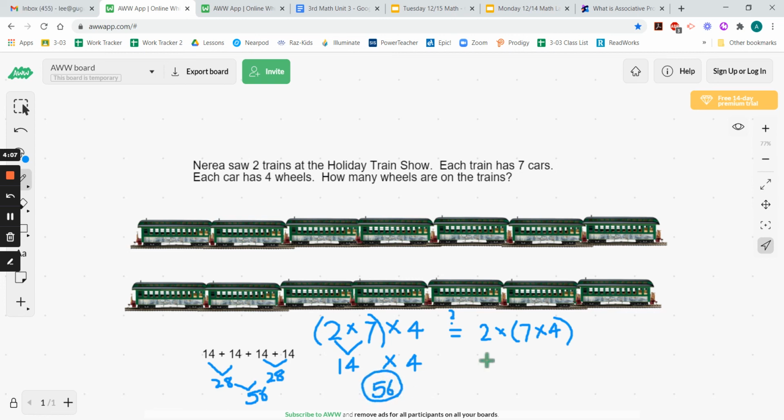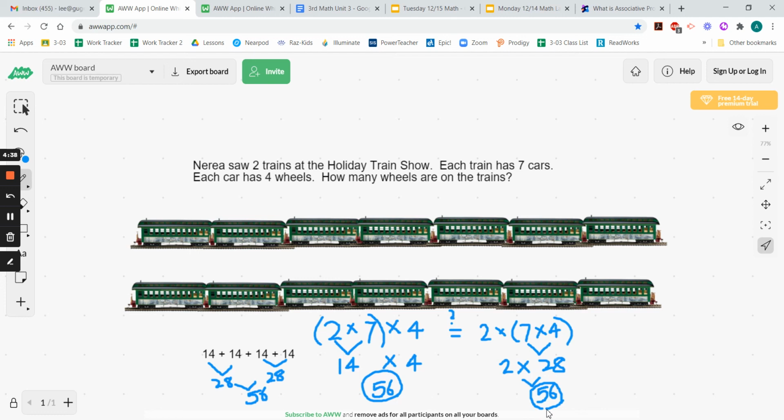Let's try the second expression where I'm multiplying 7 by 4 first. That gives me 28. And then I have to multiply the remaining factor, which is 2. 2 times 28 is double 28, which gives me 56. So I can see here that the order in which I multiply my numbers really doesn't matter because I end up with the same product of 56.